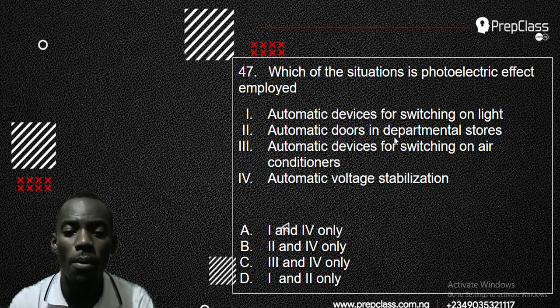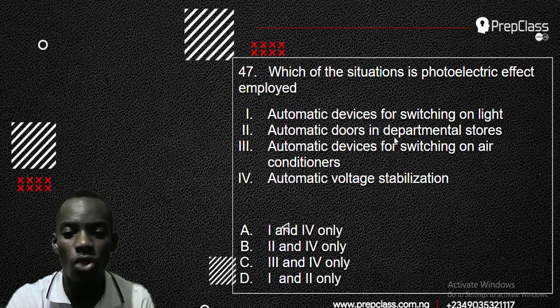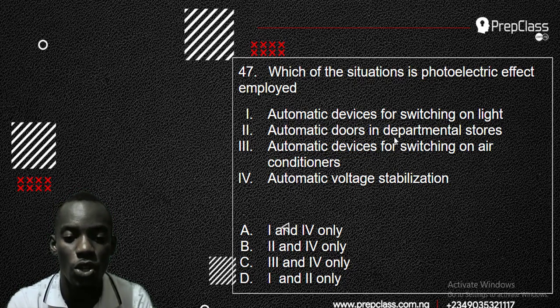Then number 4, automatic voltage stabilization. That is also not true. The photoelectric effect is not used for that. That's not what Einstein said. So those 2, 3, and 4 are wrong. Why 1 and 2 are my answer, making option D the correct answer.